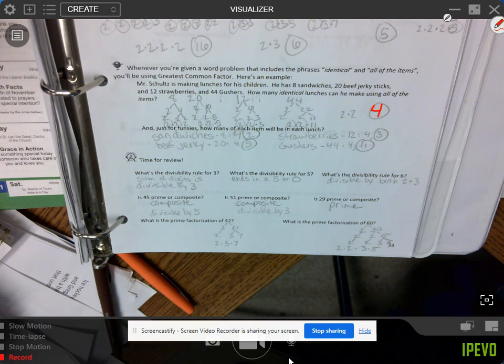So if he has 8 sandwiches and he's making 4 lunches, 4 times what equals 8? 4 times 2. So he's going to have 2 sandwiches in each lunch. There are 4 lunches. 2 sandwiches in each lunch uses up all 8 sandwiches. He has 20 beef jerkies, and there are 4 lunches. 4 times 5 equals that 20. So there's 5 beef jerkies in each lunch. Then he has 12 strawberries. So 4 times 3 equals 12. Everybody only gets 3 strawberries.